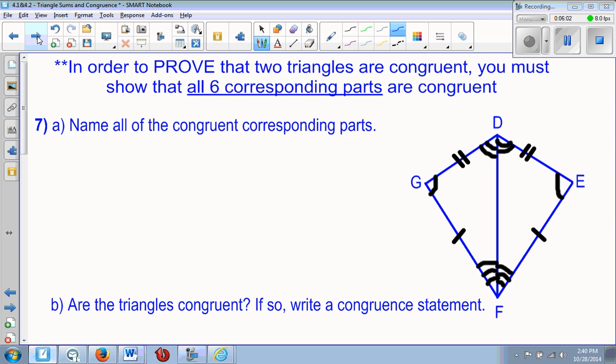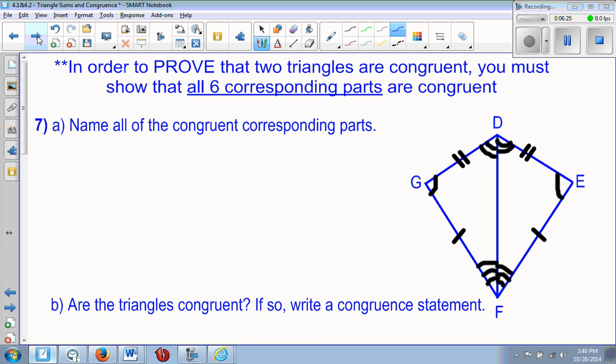If we flip over to the back of that sheet, the top tells you that in order to prove that two triangles are congruent, as of right now, we have to show that all 6 corresponding parts of those triangles are congruent. So that means that every single set of sides and every single set of angles have to be proven that they are congruent.